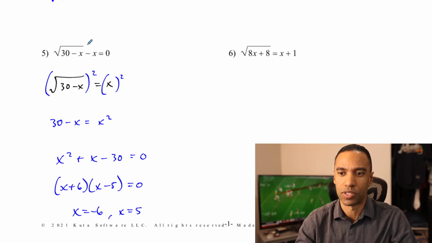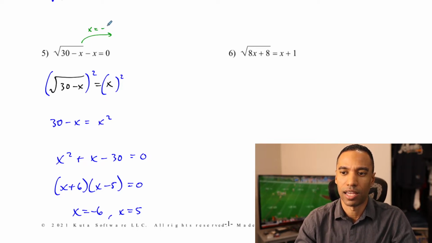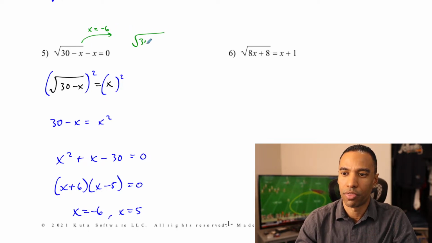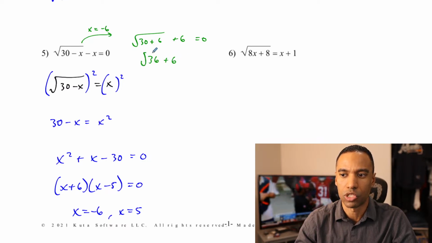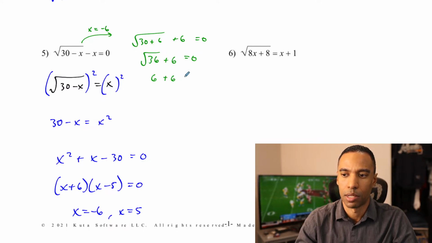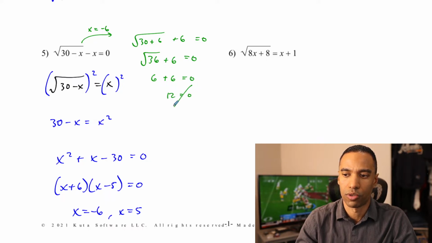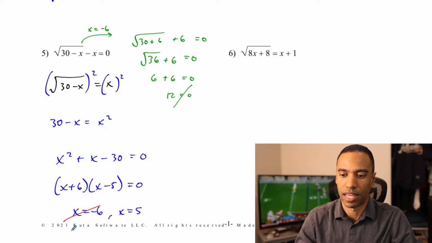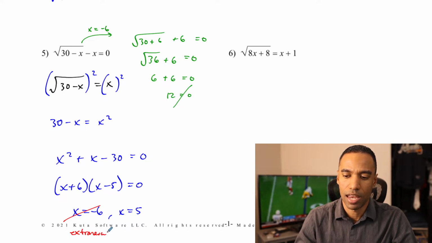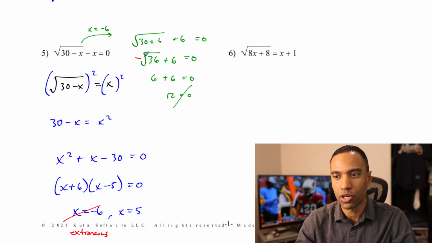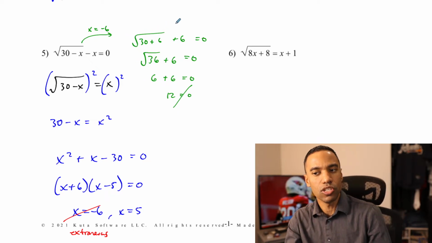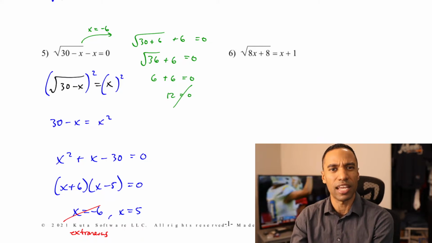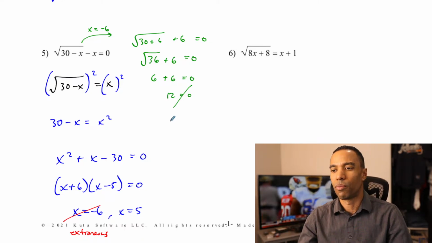Let's see what happens if x was negative 6 here. That would be the square root of 30 plus 6, plus 6 right there equals 0. See, that doesn't work. Square root of 36 plus 6, that's 12, which doesn't equal 0. So negative 6 does not work. That is extraneous right there. So it's like it wants to do the right thing, but squaring it changed the nature of what we did with it, right? That's kind of the idea.